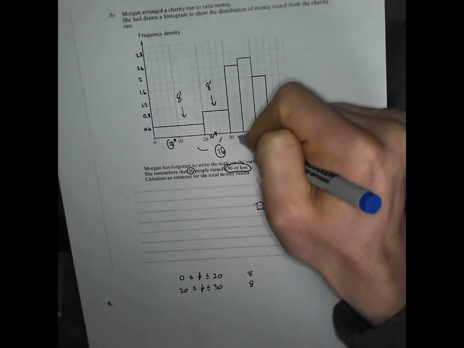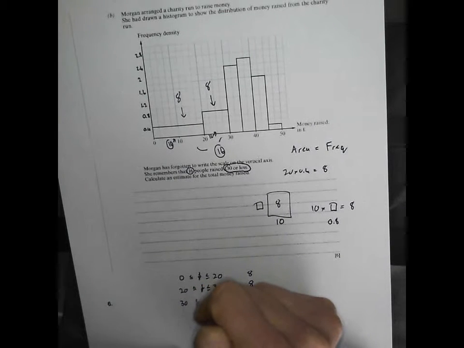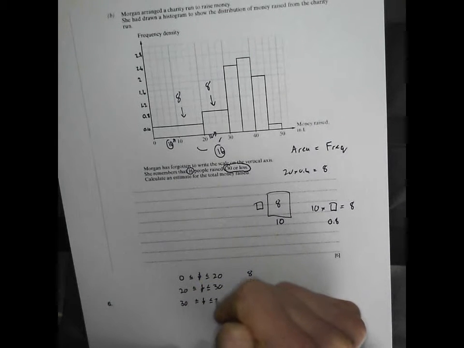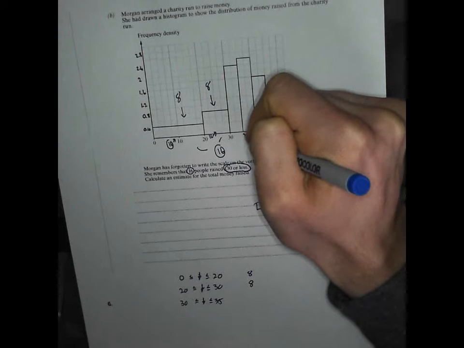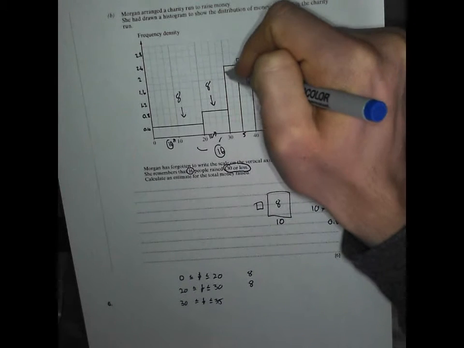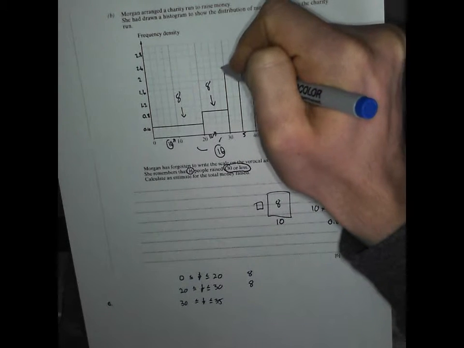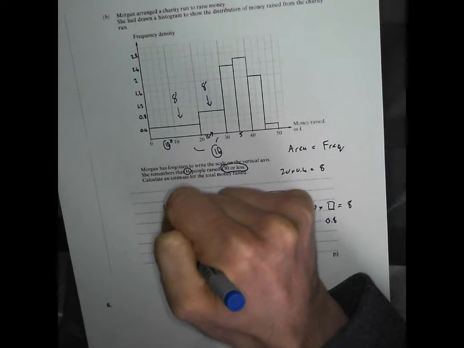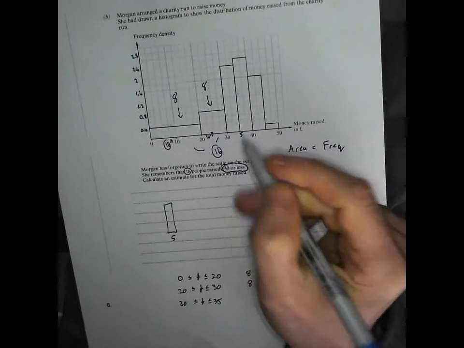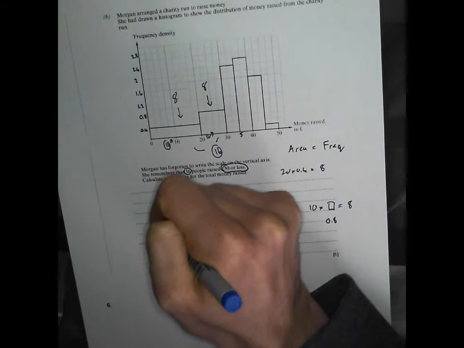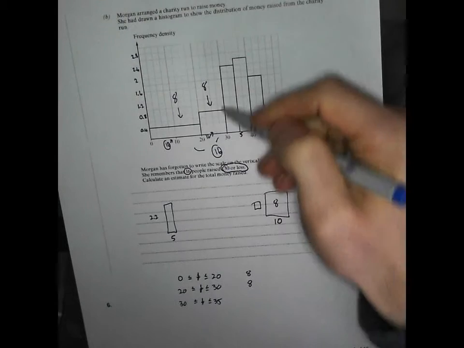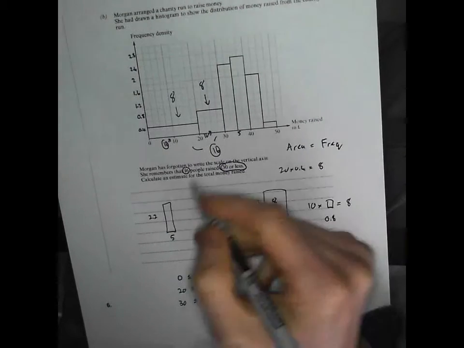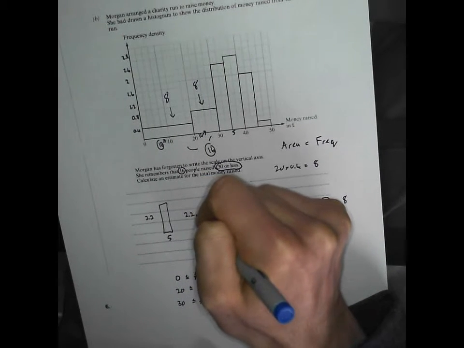Now, what about this? In the 30 to 35 group, we've got a height up here that seems to go just above the 2, so a 2.2. So we've got a rectangle there that's got a base of 5, and it's got a height of 2.2. Well, if I want to work out how many people are in that group, I'm going to need the area of that. So I'm going to need to do 2.2 times by my 5.